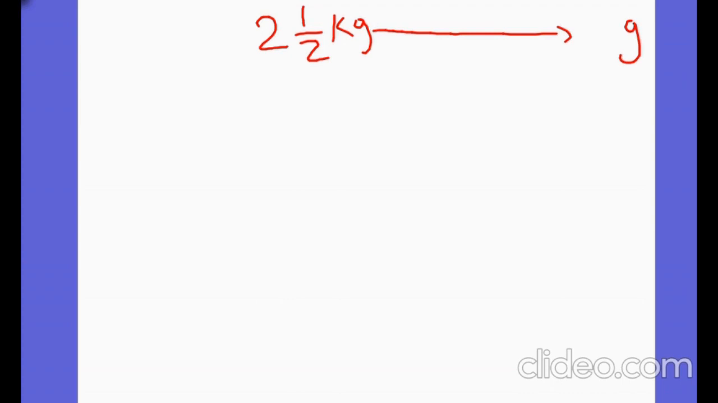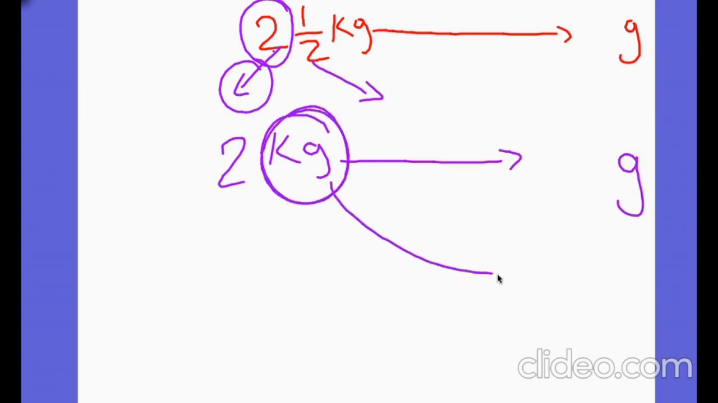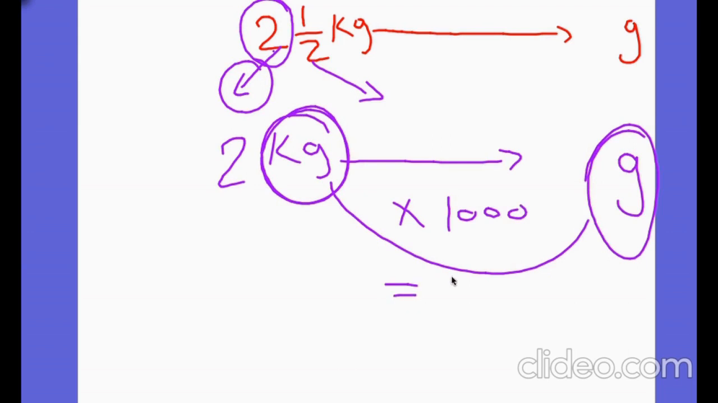Now, if we come back to our challenge, we see I have 2 and a half kilos. In this one, first I will transfer the whole number as we did before. 2 kilograms. When I want to transfer it to grams, what will I do? I will see if it is the big unit and I want to transfer it to the small unit, again, what will we do? Yes, we will multiply by 1,000. Good.